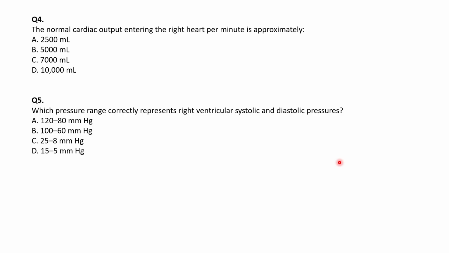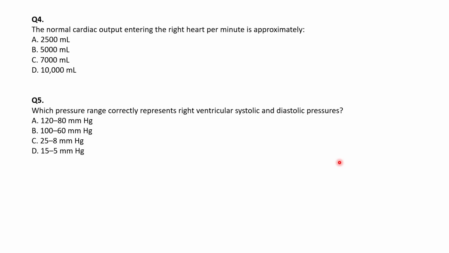So, yeah, I'm glad that some answers have come in. The right answer here is C option. I think there is some confusion about this one, right? So, the correct answer for right ventricular systolic and diastolic is 25.8 mmHg.